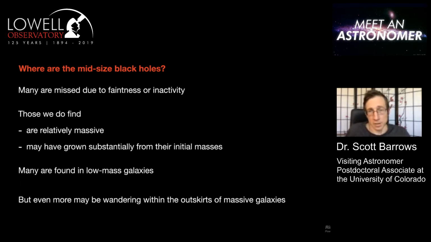Many are found in low mass galaxies, isolated galaxies just sitting at the center of the galaxy, but many more may actually be wandering in the outskirts of massive galaxies, just trapped there, maybe wandering for a very long time, because there's really not a whole lot of dynamical friction, which is a force that can create a drag on the black hole to cause it to spiral in. So many of these may just be sitting on the outskirts of these massive galaxies for a very long time. And so finding them can help us add one more piece to this puzzle and hopefully understand where they came from, how they grew, and eventually how they will grow into supermassive black holes.